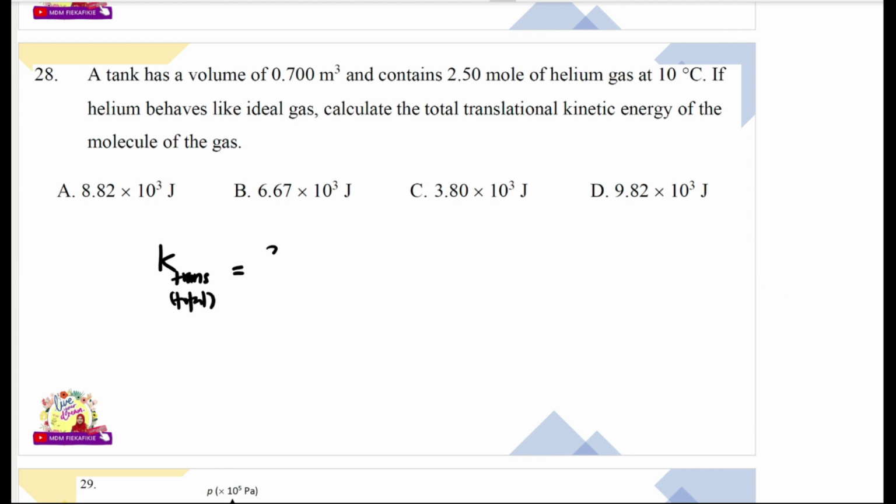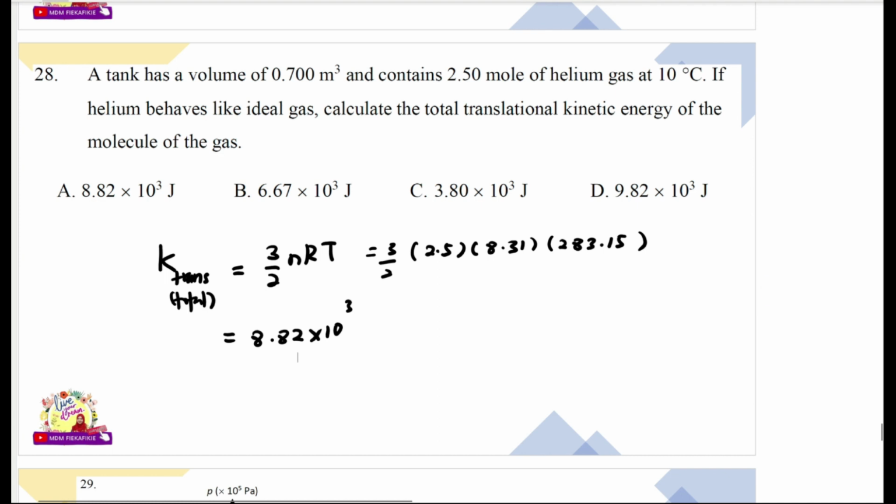Is equal to 3/2 nRT. Ini guna satu equation je, you dah dapat jawab. So 3/2, the number of moles is 2.5, R is 8.31. The temperature, make sure you change to Kelvin. So 10 plus 273.15, 283.15. Okay, therefore the answer is 8.82 exponent 3 joule. Okay, so the answer is A.